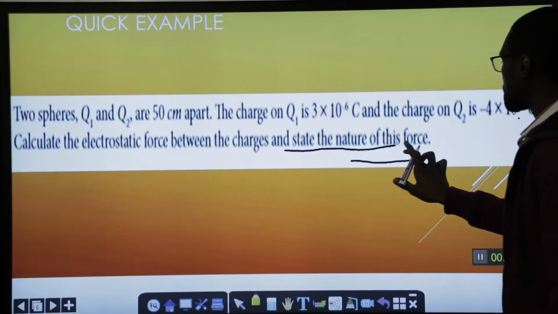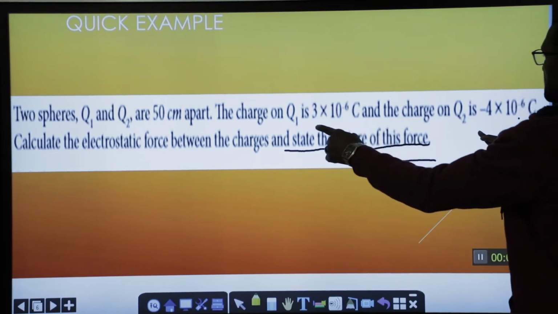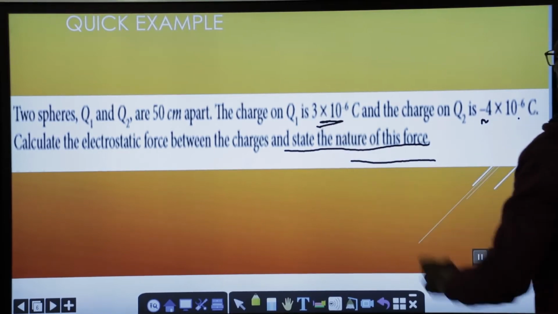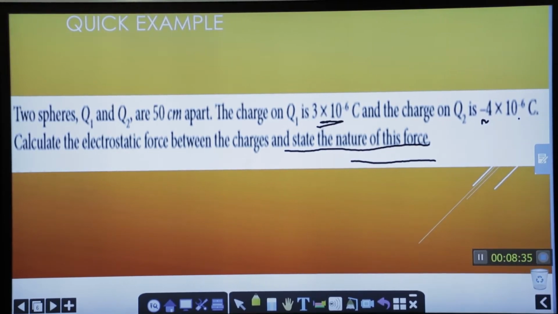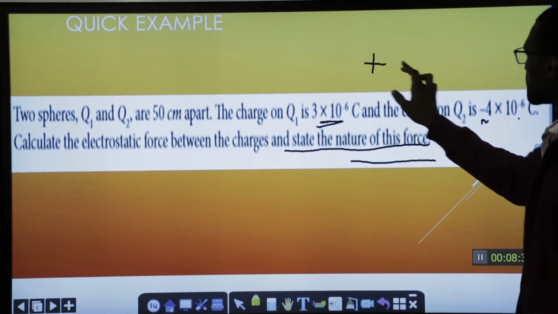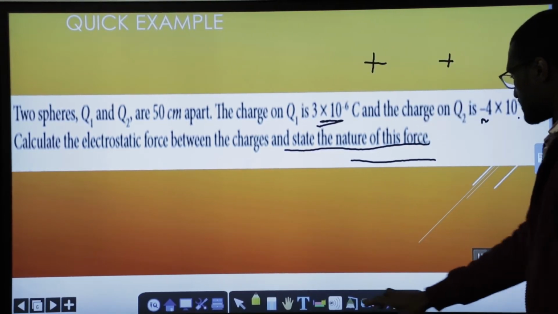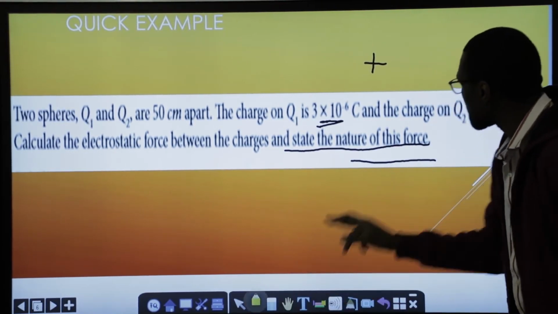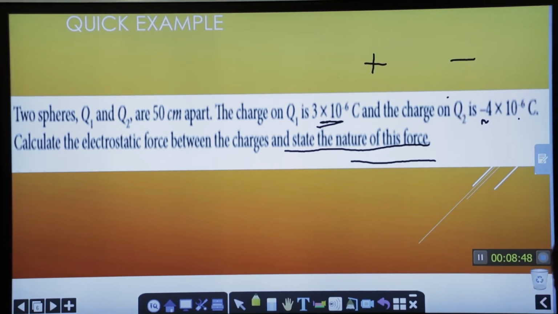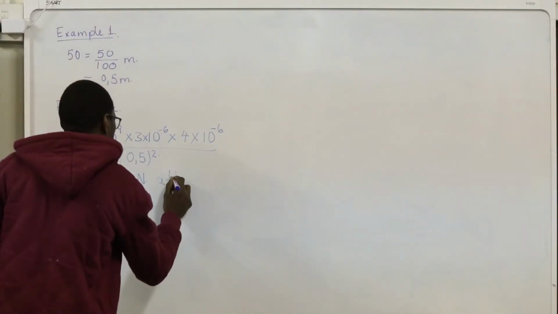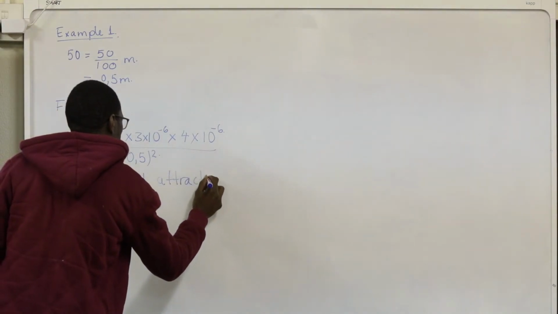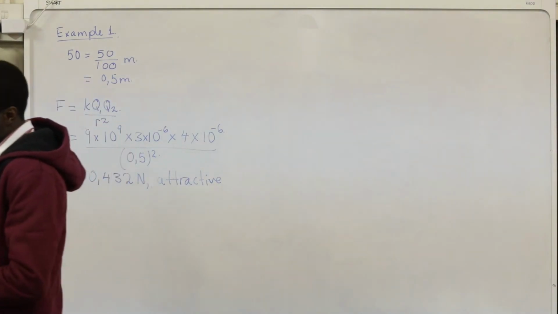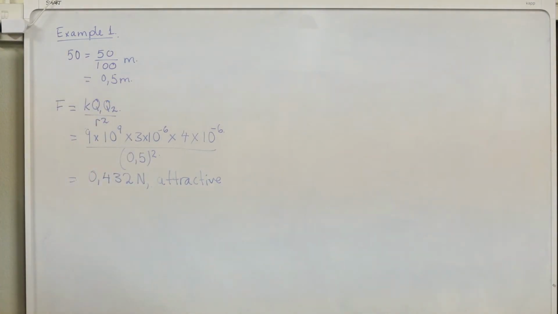Now the question says, state the nature of the force. We are dealing with a negative 4 times 10 to the power of 4 and a positive 3 times 10. What happens between a positive charge and a negative charge? There is going to be an attraction. Negative and positive would attract each other. All right, so it will be an attractive force. All right, so we are done with that question.